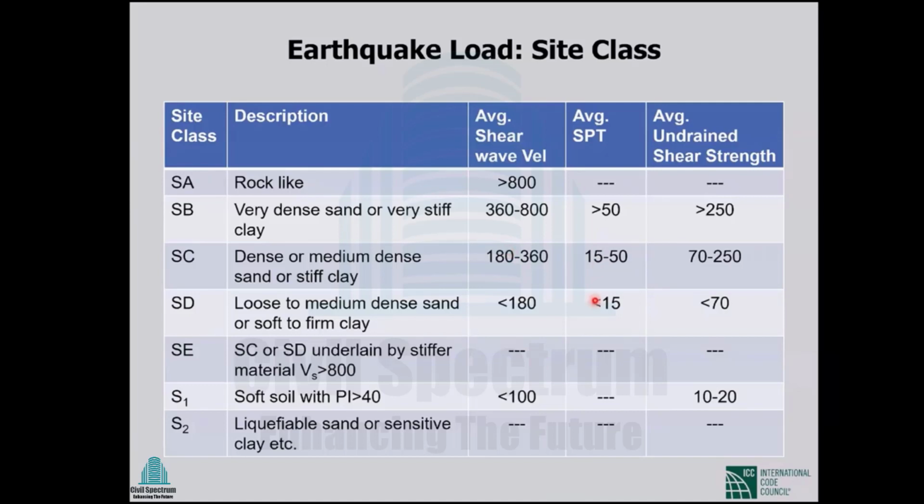So for example, to classify S1, there is no mention of N value. There is only mention of shear velocity, like in case of SA2. So I think most of you know about how to get the shear wave velocity.